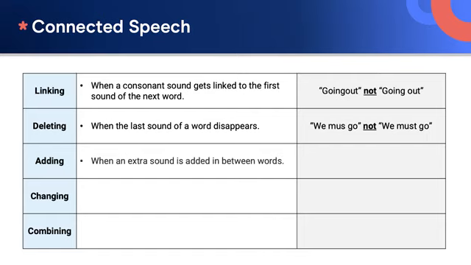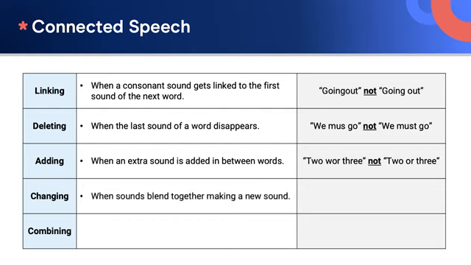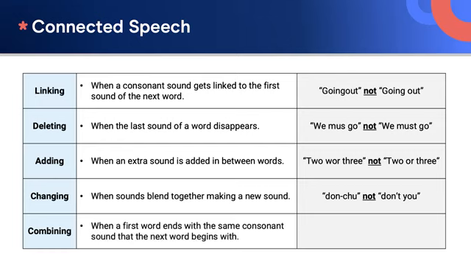Adding. This is when an extra sound is added in between two words. For example, 2 or 3. Changing. This happens when sounds blend together, making a totally new sound. For example, the words don't you sound like don't you. Combining. This happens when a first word ends with the same consonant sound that the next word begins with. When that happens, we often put the sounds together and make the sound longer. For example, I want to.